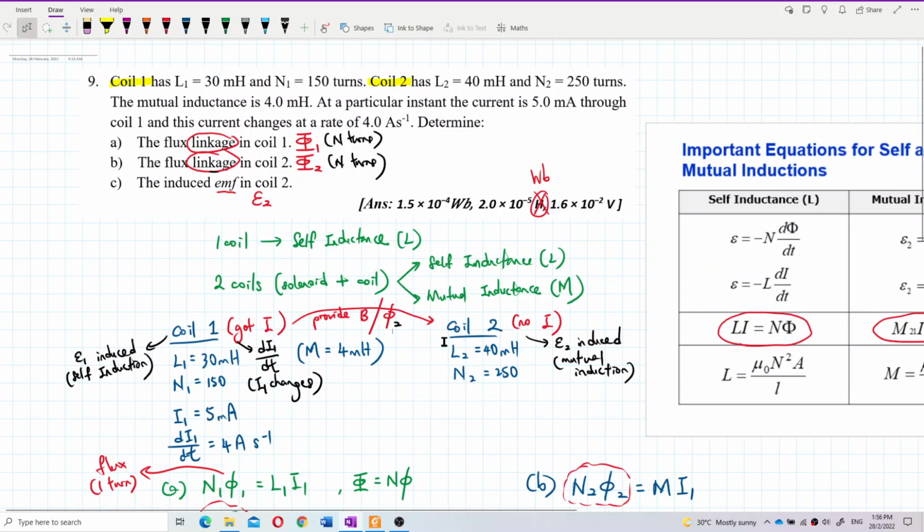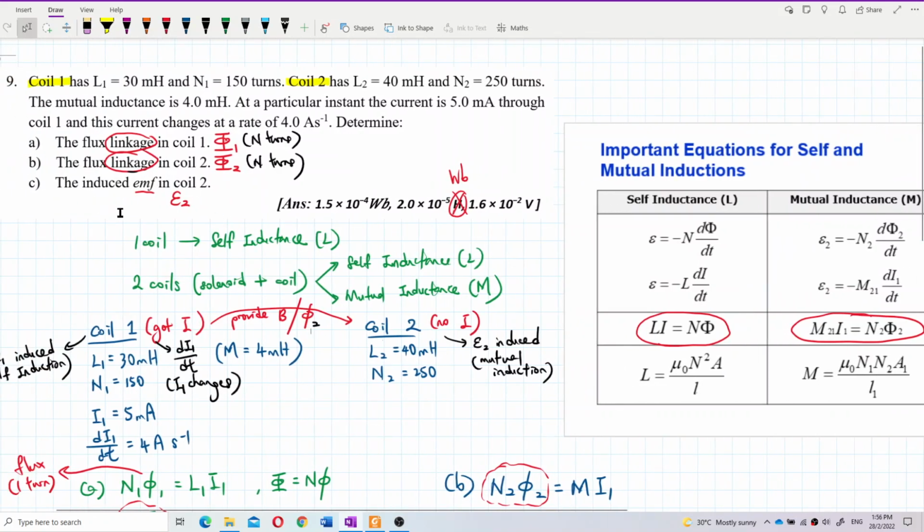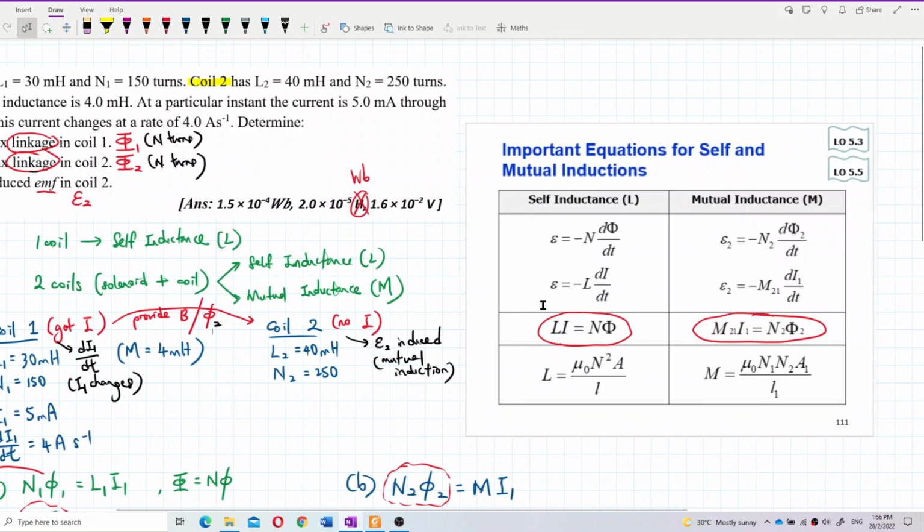So for this we use what formula? We have the change of current in coil 1, di1 over dt. And then I have the mutual induction, so I can use this formula.